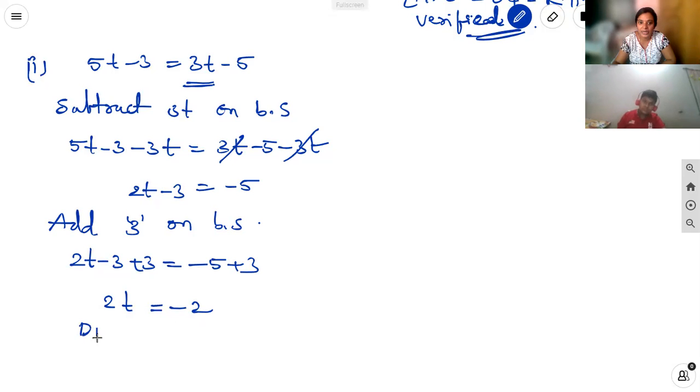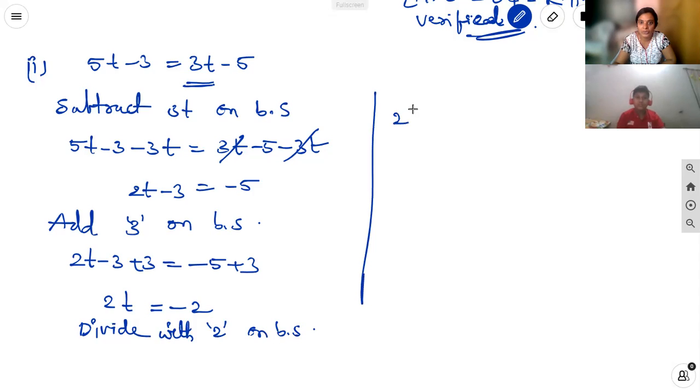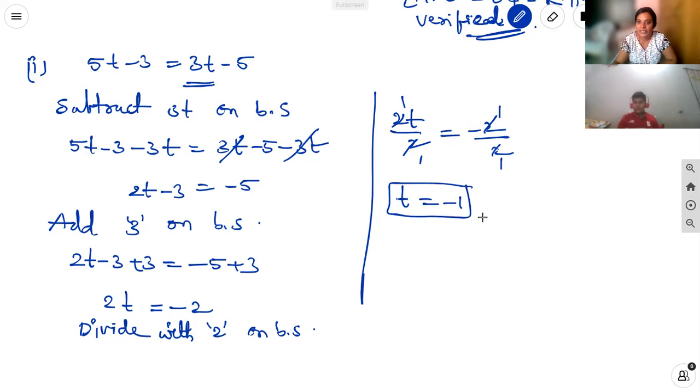Then again divide by 2 on both sides. So 2t by 2 equal to minus 2 upon 2. 2 ones are 2, 2 minus ones are minus 2. It is t equal to minus 1 is the solution.